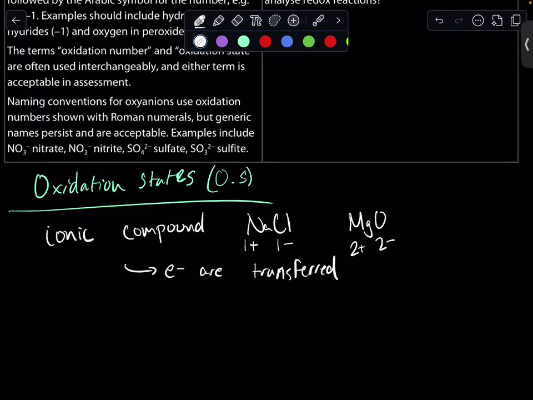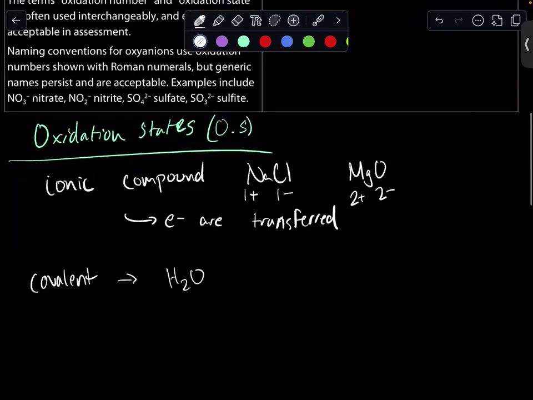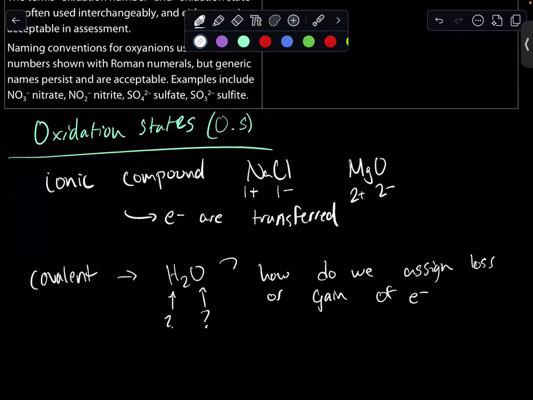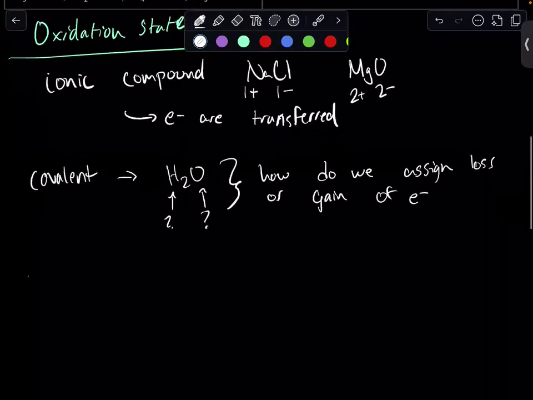But the problem is in a covalent compound. Let's take, for example, water, H2O. These don't have charges. So how do we figure out the charge of the individual atom? Or how do we figure out electron transference? Or specifically, how do we assign loss or gain of electrons? That's the big question. Where are these electrons going? And that's where we create oxidation states or oxidation numbers.